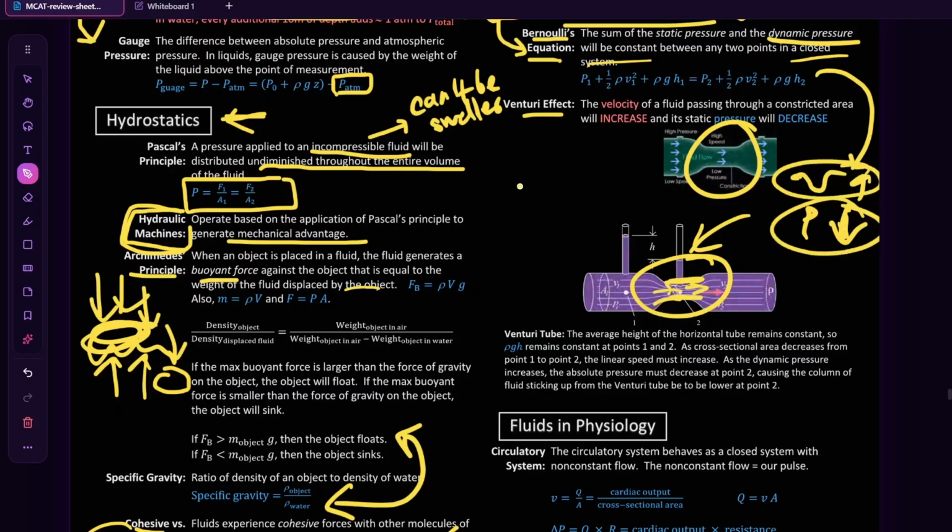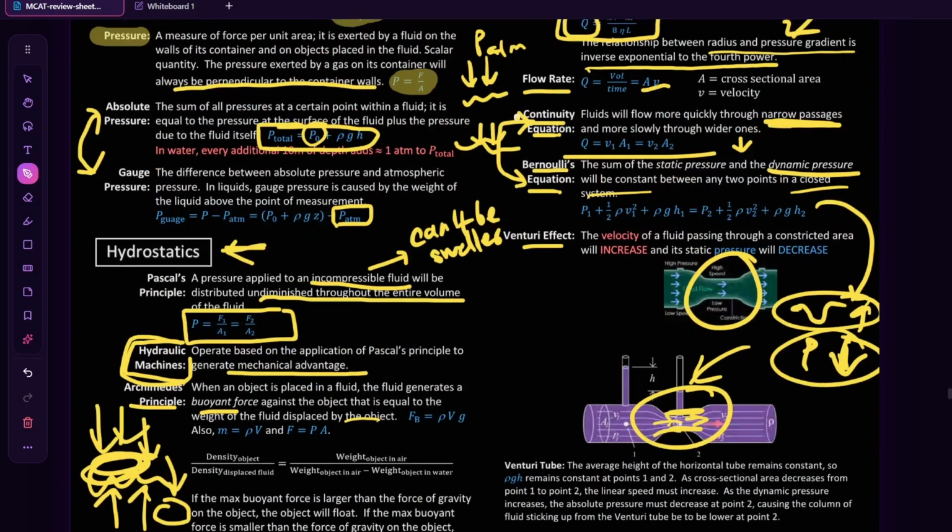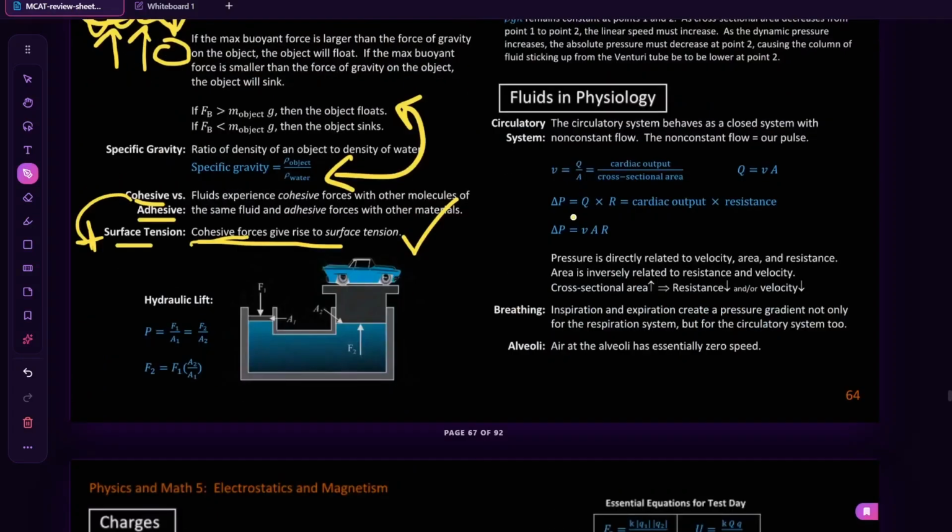Right, at the same time. So this is pretty cool, and it can help explain why airplanes generate lift. But anyway, that's beside the point. That's the Venturi effect. So it's basically a combination of continuity and Bernoulli's equation explained.